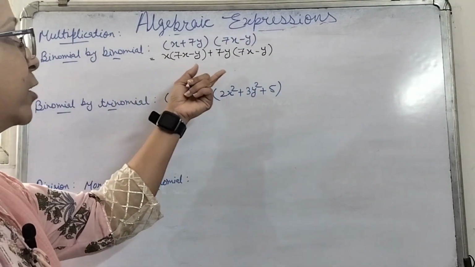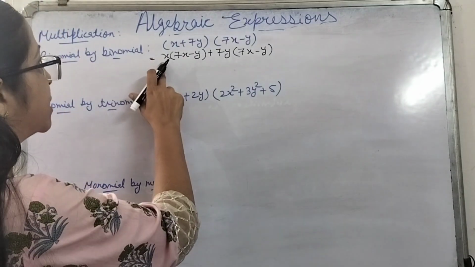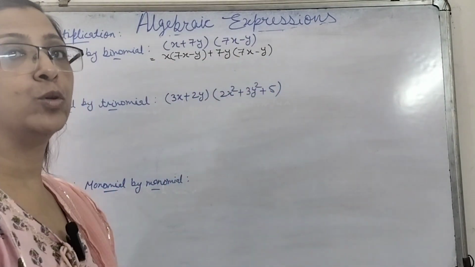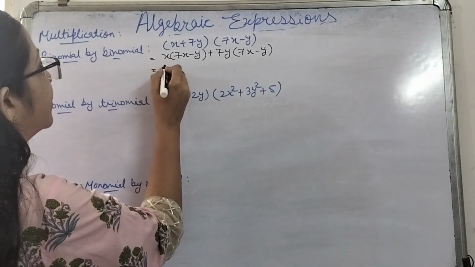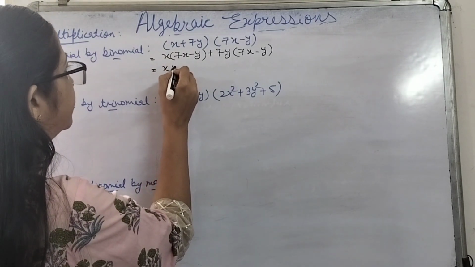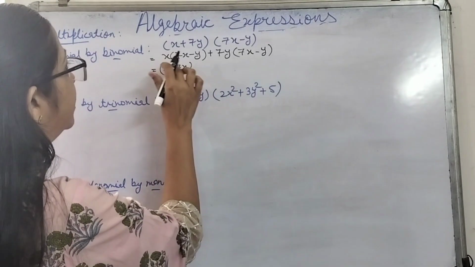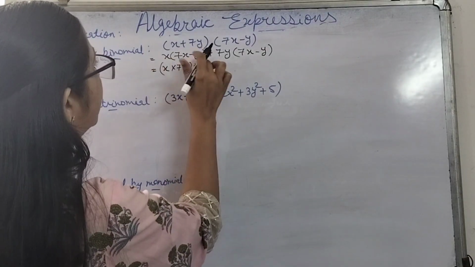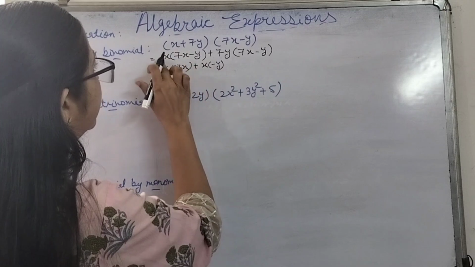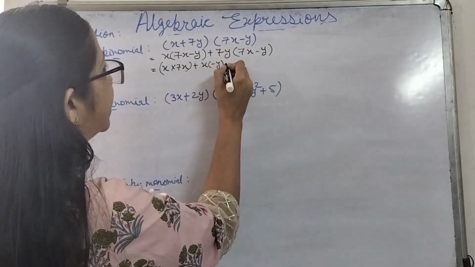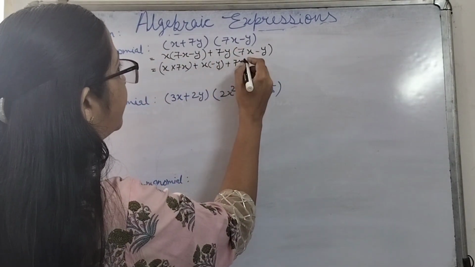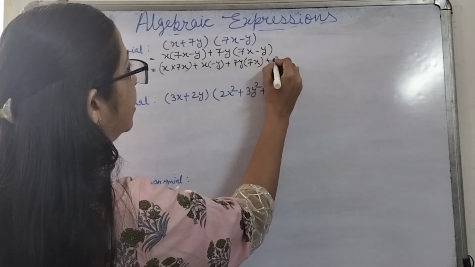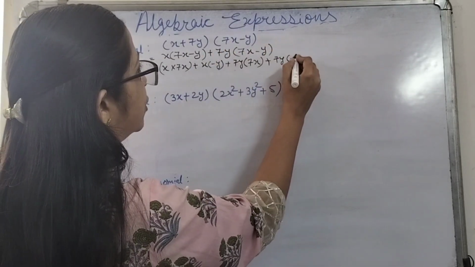Now again we will be applying the distributive law. This x will be multiplied by both the two terms. This 7y will be multiplied by both the two terms. So it will be x multiplied by 7x, then x multiplied by minus of y. These two we have taken. Now we will be taking plus of 7y multiplied by 7x. This 7y will be multiplied by minus of y.